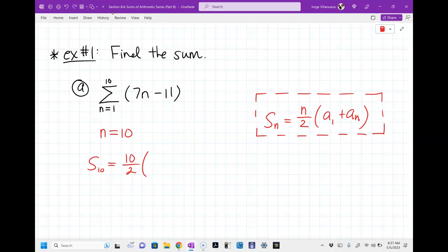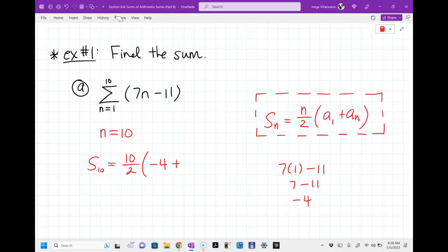First term, 7 times 1 minus 11. Okay, I'm plugging in a 1. That's 7 minus 11, which is negative 4. So negative 4 is my first term of this sequence. So I'm going to write negative 4. Oh, sorry. Yeah, it's going to be a plus. So negative 4 is the first term.